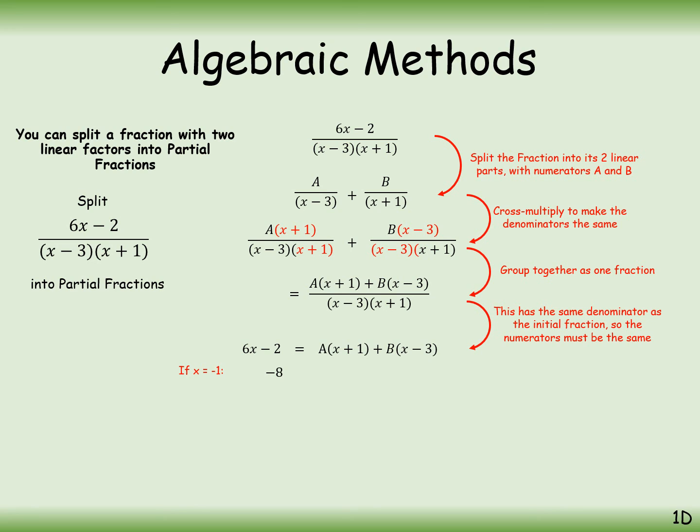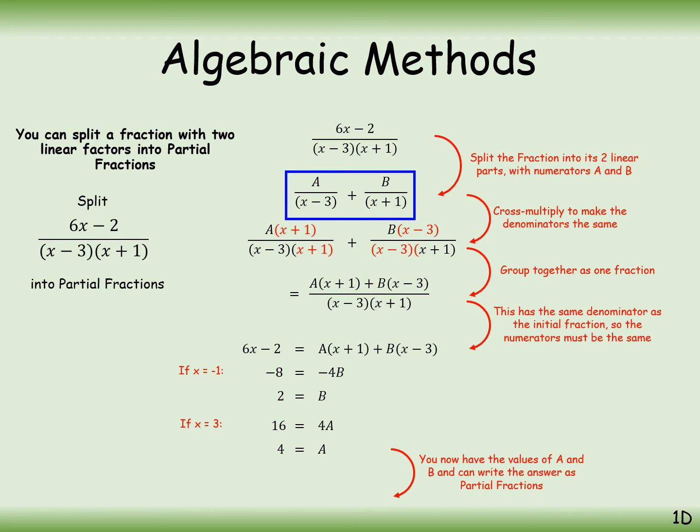If we let x equal to minus 1 and substitute that in, on the left hand side we'll have minus 8, and on the right hand side, the x plus 1 bracket will cancel out, leaving minus 4b. So now we know b must be 2. Now we need to know how we can get rid of the next bracket. How can we eliminate b? Well, if x equals 3, it will cancel this out, wouldn't it? But you have to substitute into both sides. So on the left hand side we'll get 16, on the right hand side we'll get 4a. So that means a must be 4.